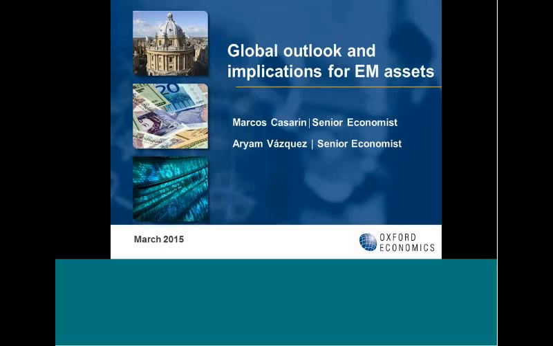Today, we're going to be talking about our global outlook and the implications for the emerging market assets. For those of you who are new to Oxford Economics, as a brief introduction, we were founded in 1981 as a commercial venture with Oxford University and are now one of the world's leading independent global forecasting and advisory firms, providing analytical tools, forecasts, and reports on 200 countries, 100 industries, and 3,000 cities.